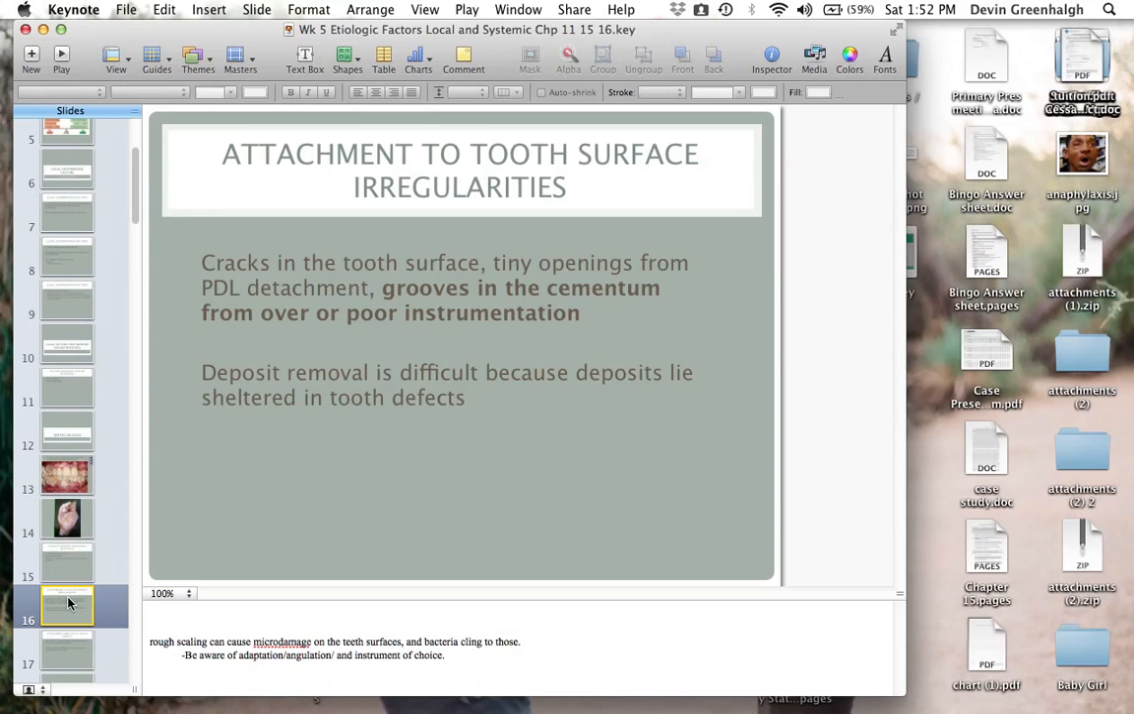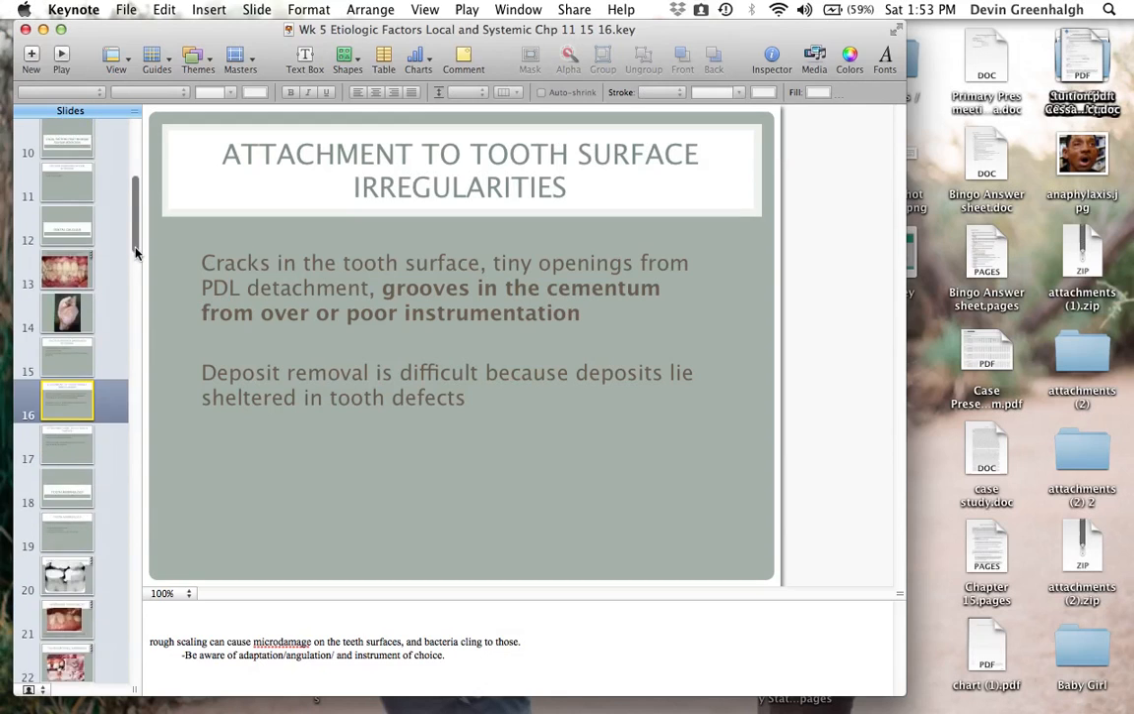Deposit removal is difficult because deposits lie in sheltered tooth defects. So it's hard to clean out tooth morphology issues, because that's why they're so good at retaining biofilm: they are hard to clean. And then also rough scaling can cause microdamage, and that's important to remember. So be aware of your angulation and instrument of choice.